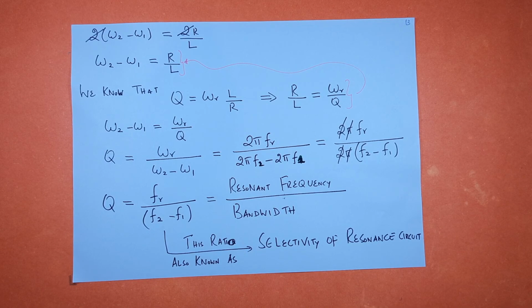So Q equal to resonant frequency divided by bandwidth. F2 minus f1 is bandwidth. So this ratio, fr divided by (f2 minus f1), is also known as the selectivity of the resonant circuit.